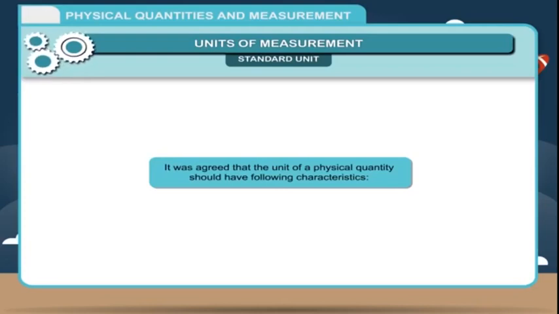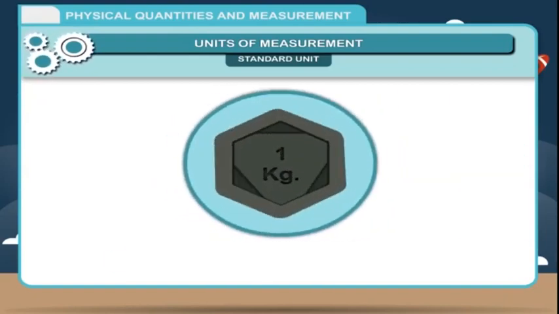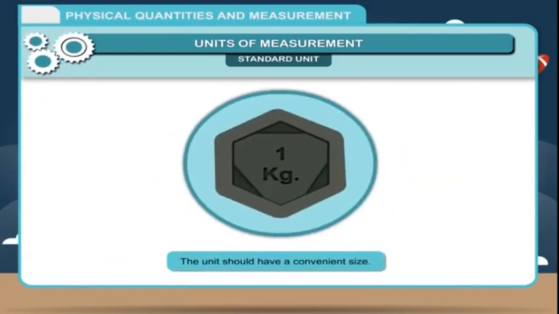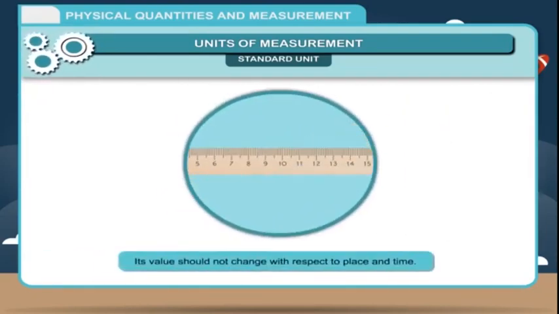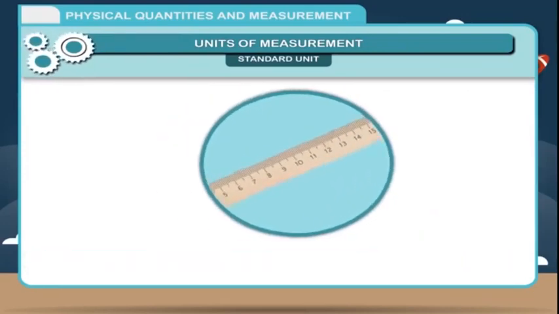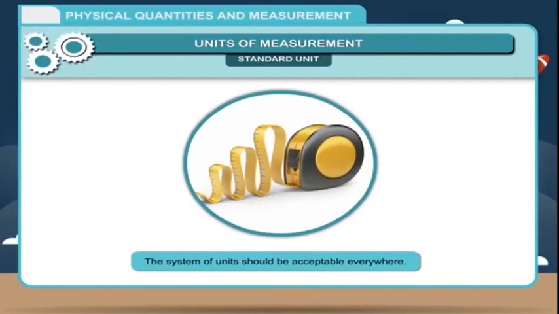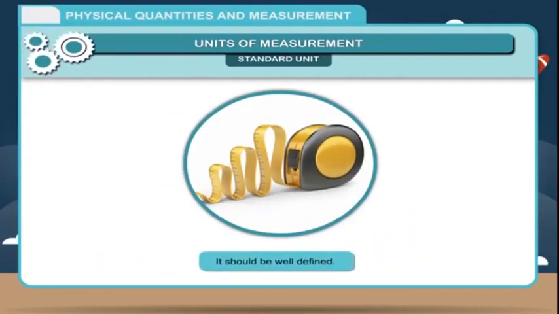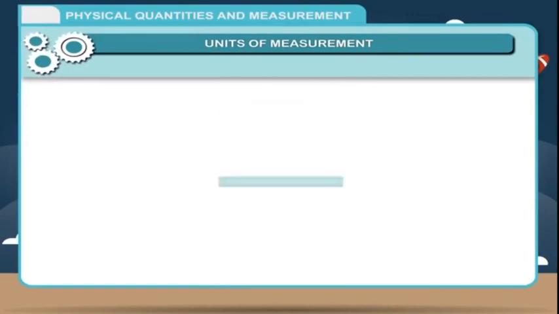It was agreed that the unit of a physical quantity should have the following characteristics. 1. The unit should have a convenient size. 2. Its value should not change with respect to place and time. 3. The system of units should be acceptable everywhere. 4. It should be well defined.